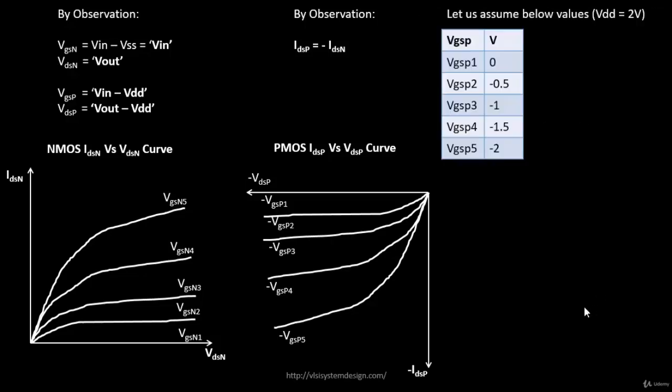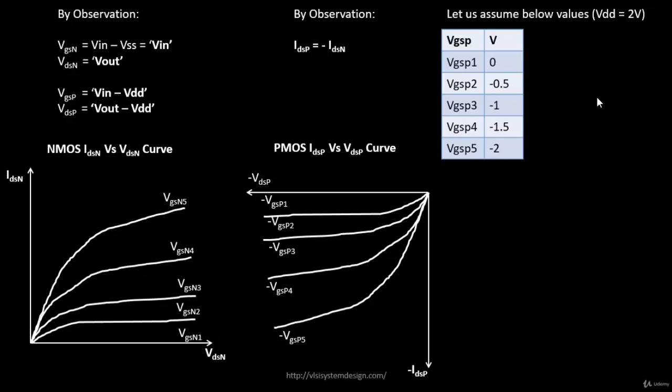Let's look into the first step. We'll draw a table over here. In one column we'll put all possible values of VGSP. For example, over here VGSP is 0, so we'll put 0 over here, and we have 5 different values of VGSP, so we'll take 5 different values of VGSP over here. That is the first thing.